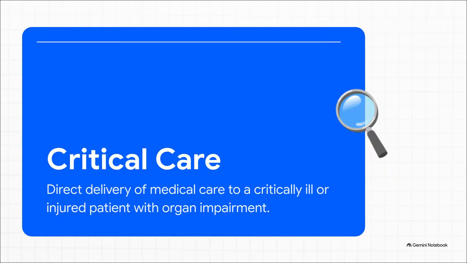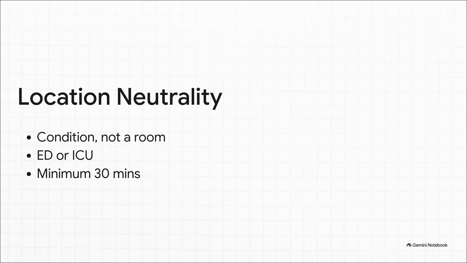Now, critical care has a highly specific clinical definition. It's the direct delivery of medical care to a critically ill or injured patient. We're talking about an acute impairment of one or more vital organ systems that poses a high probability of imminent, life-threatening deterioration. This isn't just monitoring. This requires constant medical attention and high-complexity decision-making to pull a patient back from the brink of a catastrophic outcome. And this brings us to a brilliant concept: location neutrality.